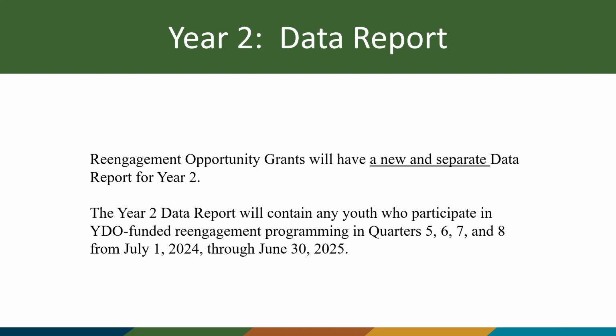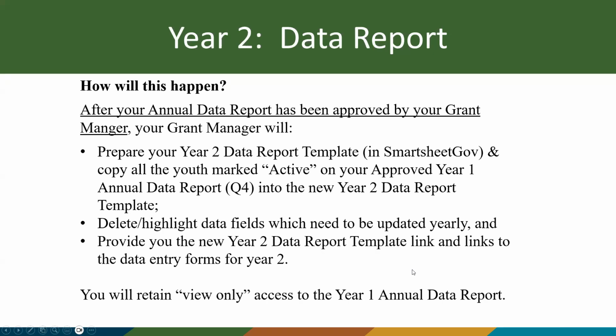So in other words, you'll have your year 1 data report and you'll have a separate year 2 data report. So how will this happen? After your annual data report for this year 1 has been approved by your grant manager will prepare your year 2 data report template in Smartsheet Gov and copy over all youth marked as active on your approved year 1 data report. And your grant manager will copy these active youth into the year 2 data report template.